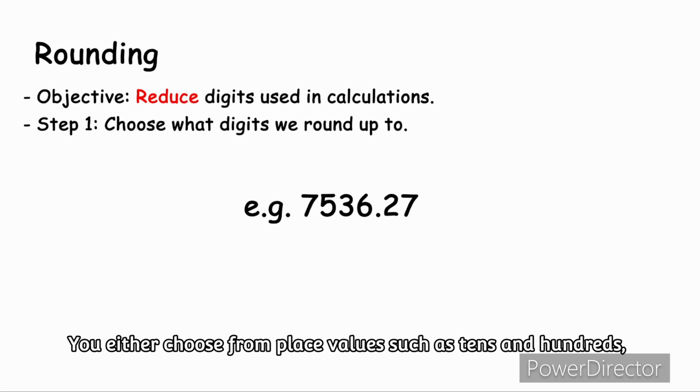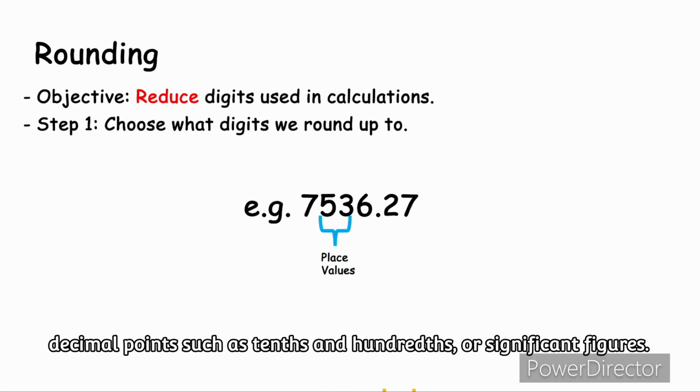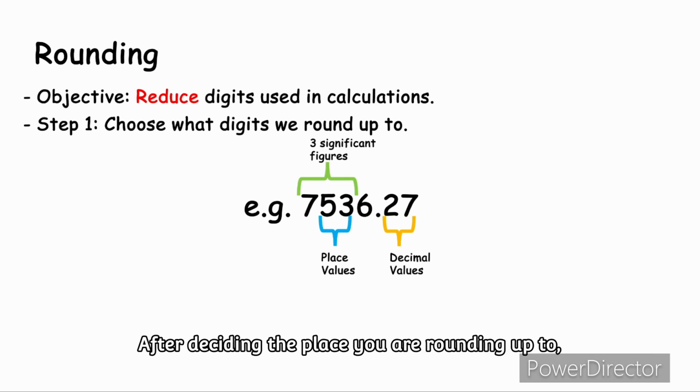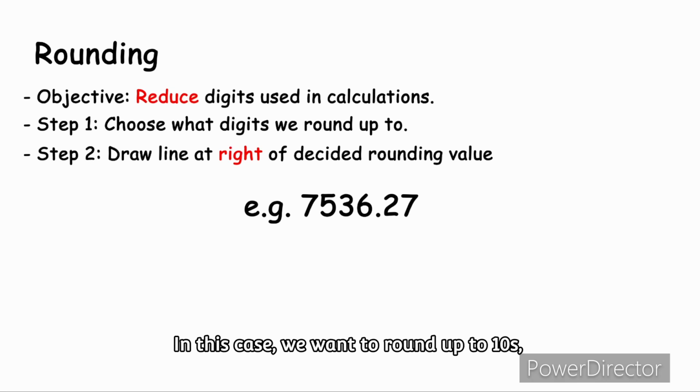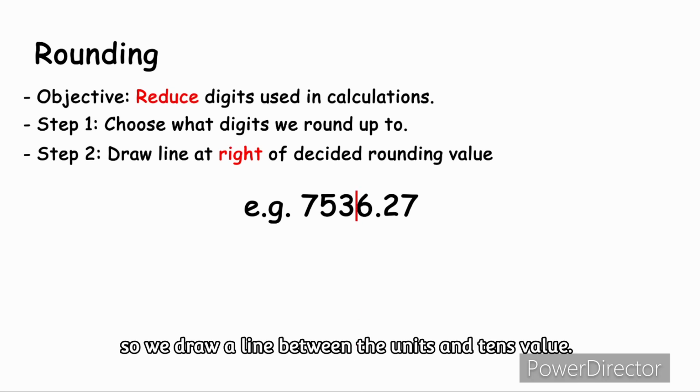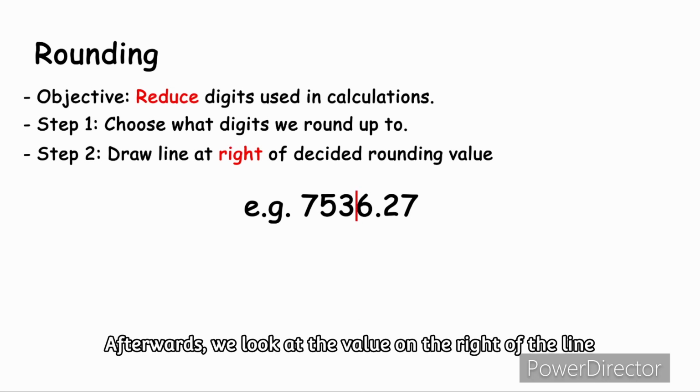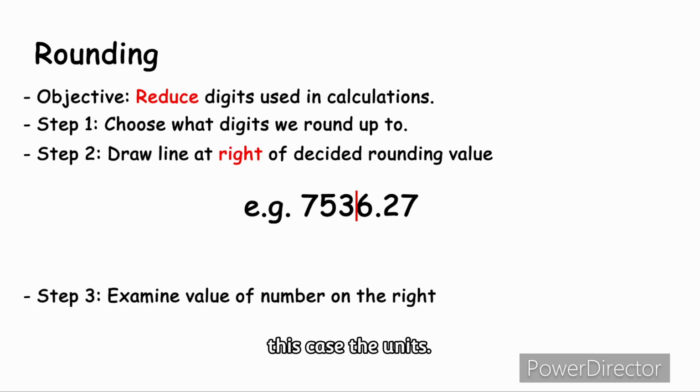You either choose from place values such as tens and hundreds, decimal places such as tenths and hundredths, or significant figures. After deciding the place you are rounding to, draw a line on the right of the value. In this case, we want to round to tens, so we draw a line between the units and the tens values. Afterwards, we look at the value on the right of the line, in this case, the units.